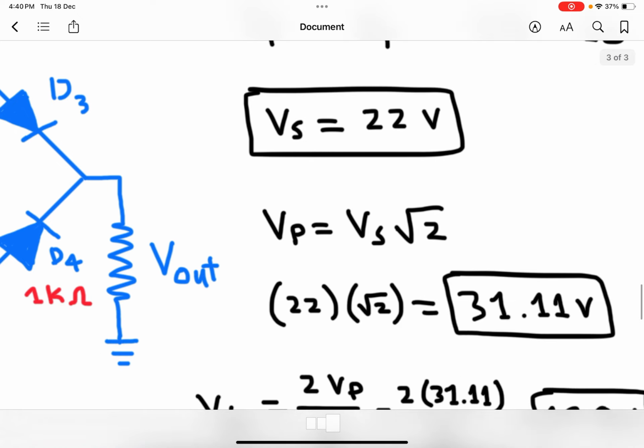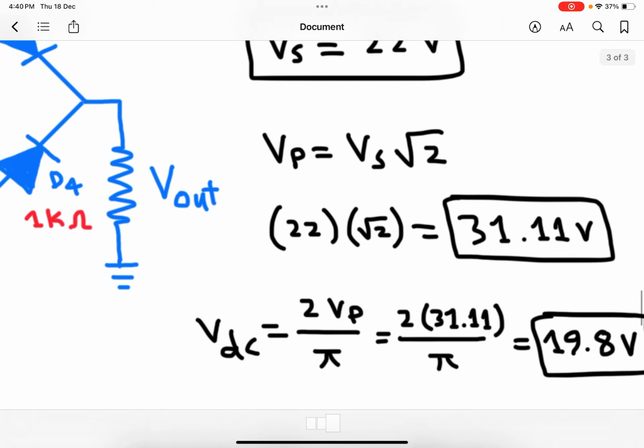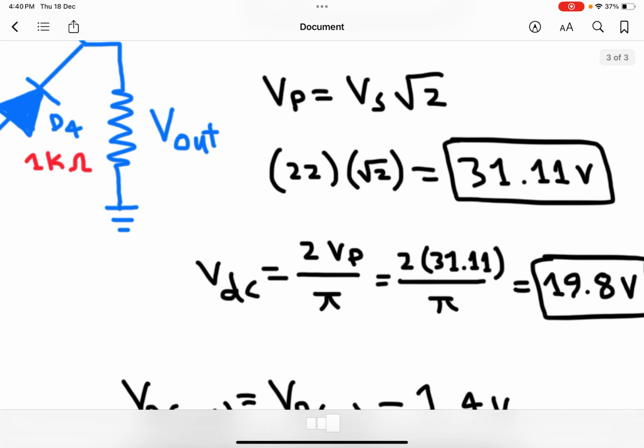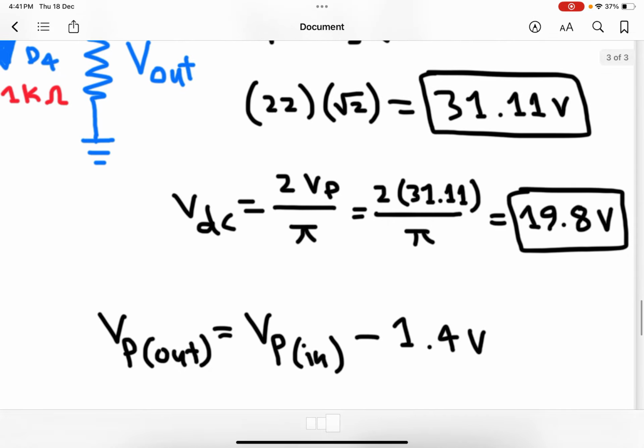Now if we want to calculate the peak voltage, which is equal to Vrms multiplied by root 2, it will be 22 multiplied by root 2, which is equal to 31.11 volt. Now we will calculate the DC voltage, which is equal to 2 multiplied by V peak voltage divided by pi, which is equal to 2 multiplied by 31.11 divided by pi, which is equal to 19.8 volt. So that is 19.8 volt, which is equal to the DC voltage.